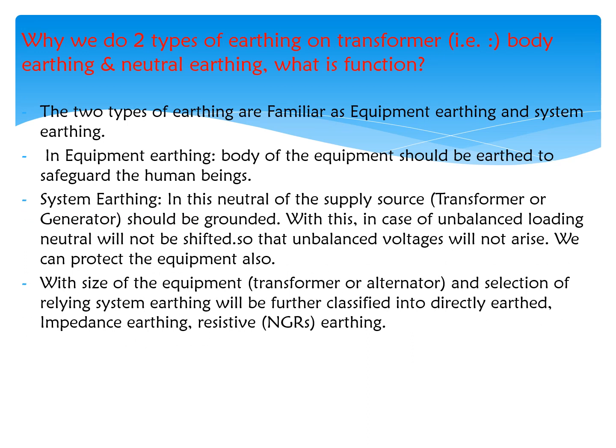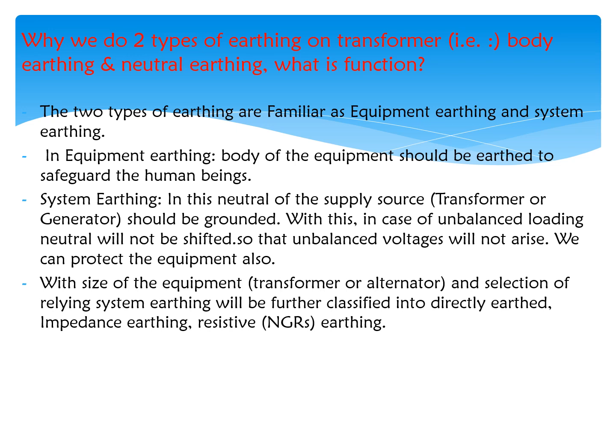Why do we have two types of earthing for transformer? That is body earthing and neutral earthing. And what is their function? The two types of earthings are familiarly known as equipment earthing and system earthing. In equipment earthing, body of the equipment should be earthed to safeguard the human beings.